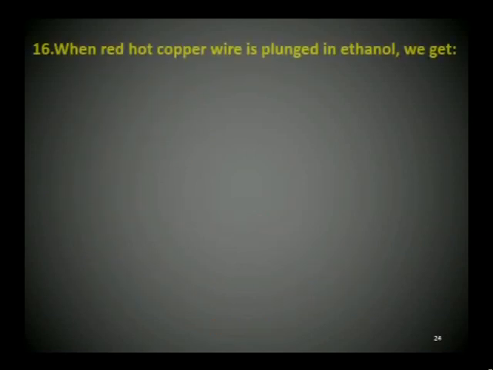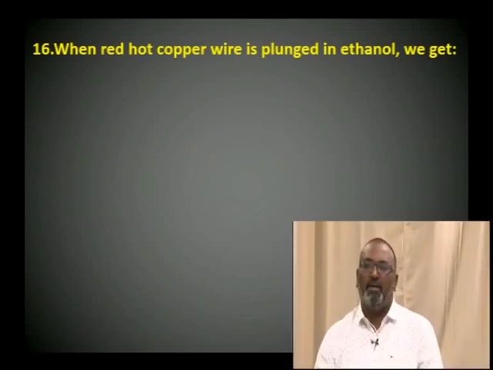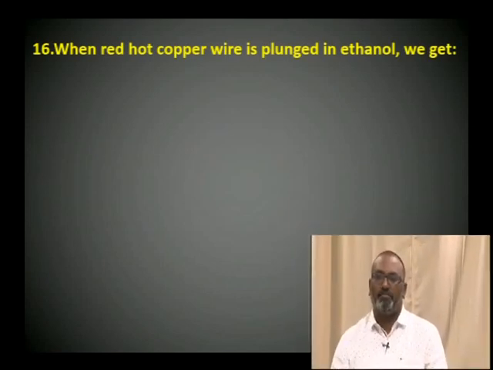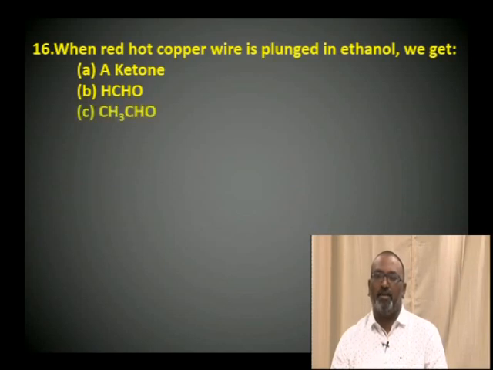Question number 16. When red hot copper wire is plunged in ethanol, we get a ketone, formaldehyde, which is methanal, acetaldehyde, which is ethanal, or C2H5 twice O, which we can call pentanone, the ketone.